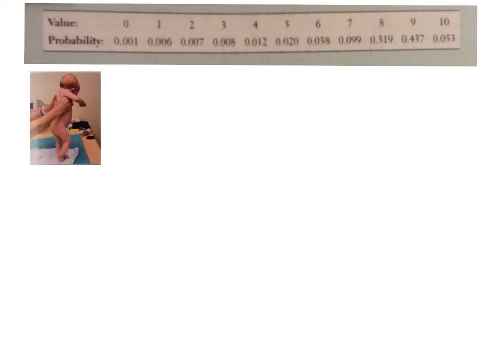So, for instance, a perfect score would be 10. And they still use this test. It was developed in 1952.